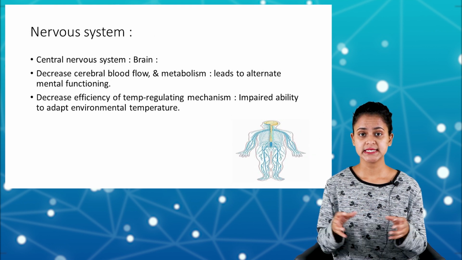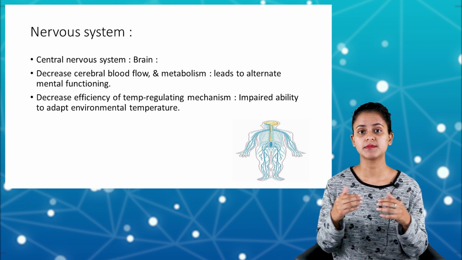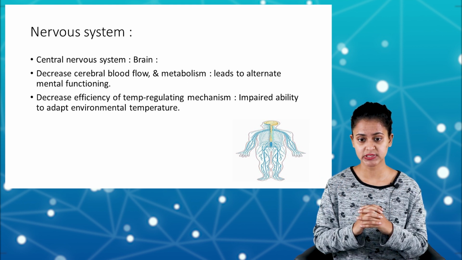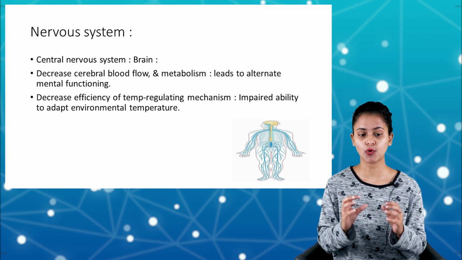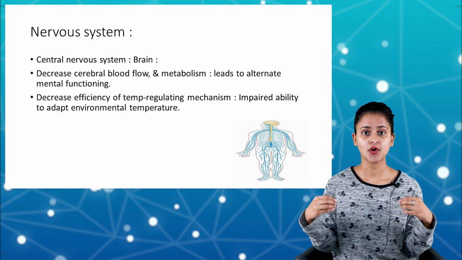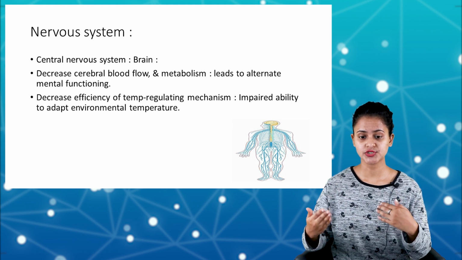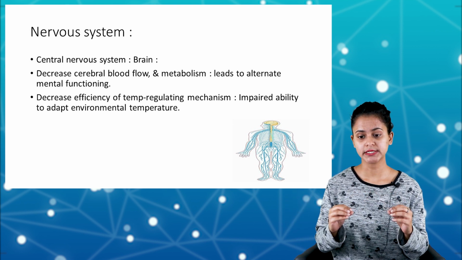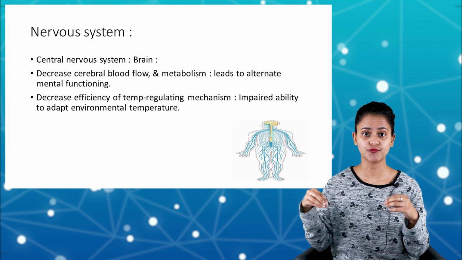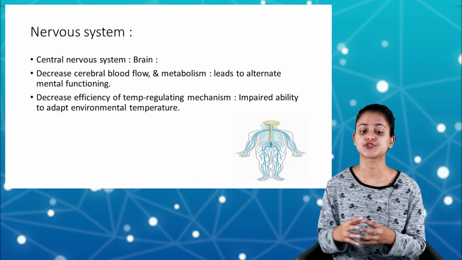Changes will often be seen in the nervous system. So there will be decreased blood flow and metabolism in the central nervous system, basically in the brain, which will ultimately lead to an altered level of functioning. There will be decreased efficiency of the temperature regulating mechanism. There will be impairment in the ability to adapt to the environmental temperature for those clients with increased age.